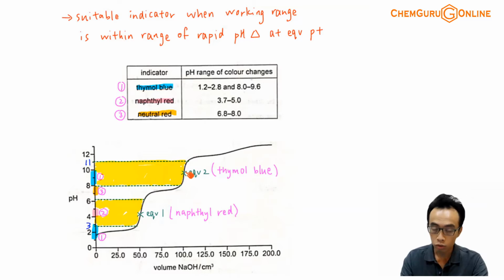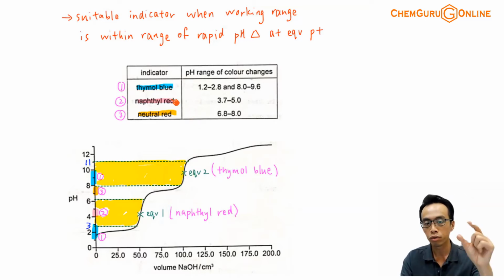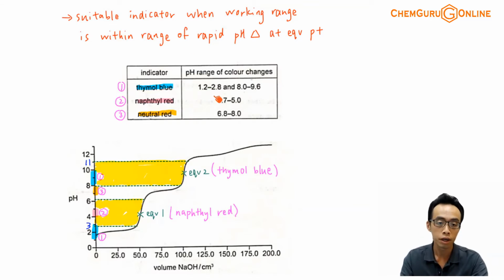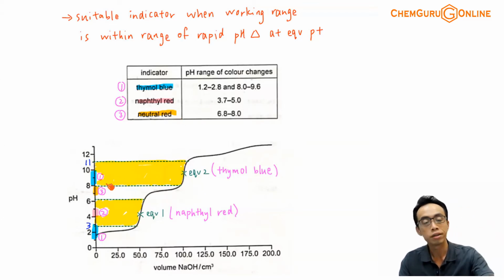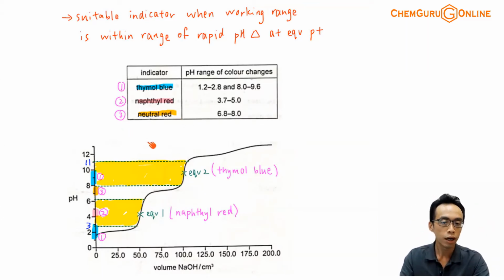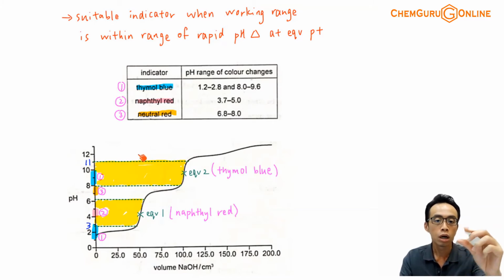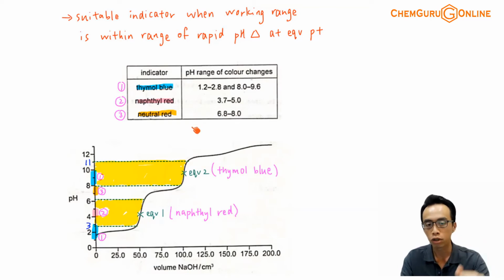Now what we can also do is look at the working range of each of these indicators, thymol blue, naphthyl red, and neutral red, and try to put this inside this titration curve, and we can consider the working range or the pH range of color changes for each of these.